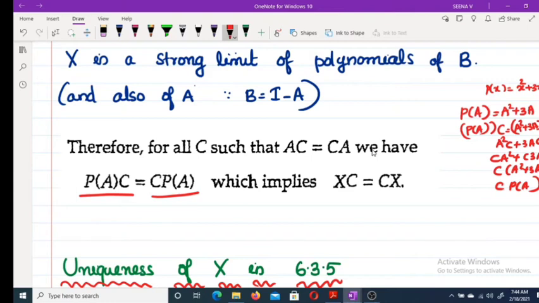We can write like this because AC is the same as CA. So here A²C you can write as A(AC), which is the same as CA.